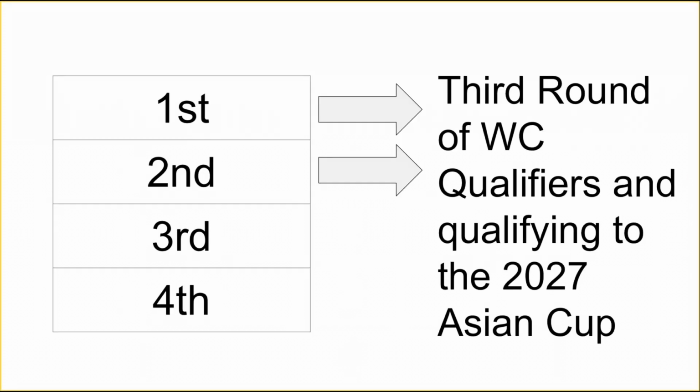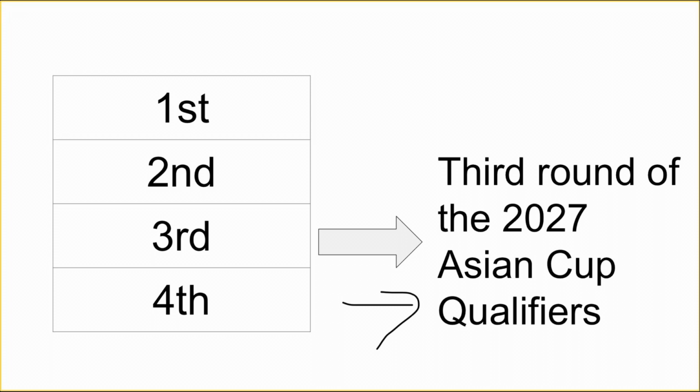First and second place move on to the third round of the World Cup qualifiers, as well as qualifying to the 2027 Asian Cup, while third and fourth place will be eliminated from World Cup contention, but will go to the third round of Asian Cup qualifiers for a last chance to try and qualify.